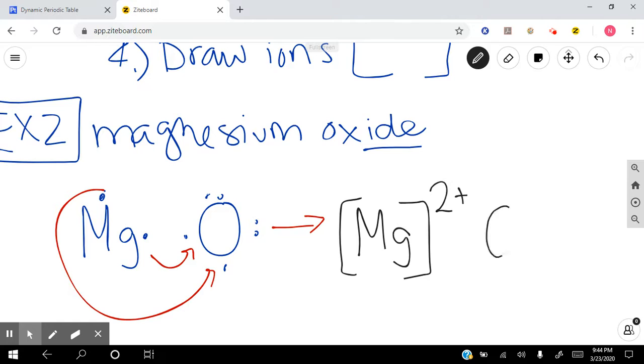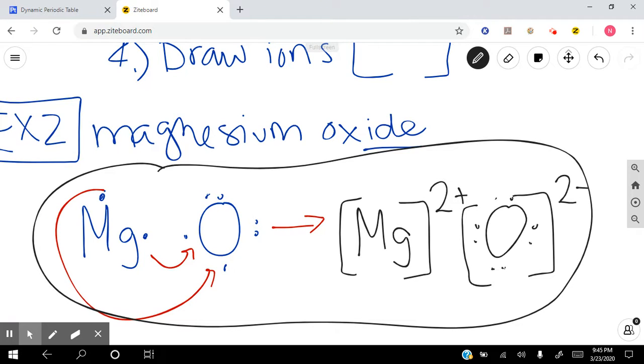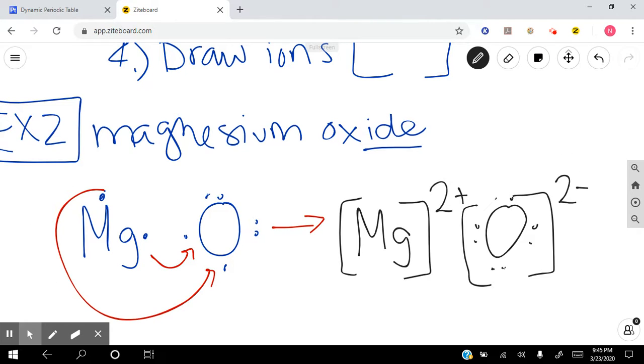Our next one is oxygen. And we didn't draw any valence electrons around magnesium because they gave them up. However, oxygen now has 8. It's happy. It has achieved stability. That's its whole goal. And it gained 2 negative. So if I were grading this on an assessment, this whole thing is showing the ionic bond. The whole thing is part of the problem.